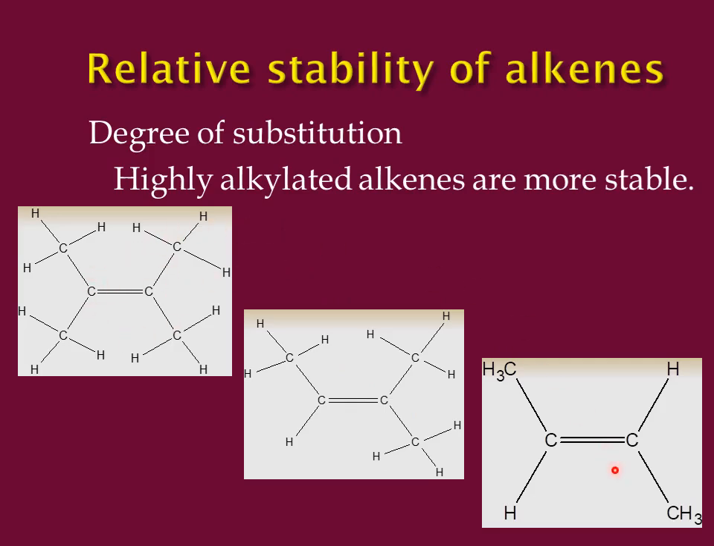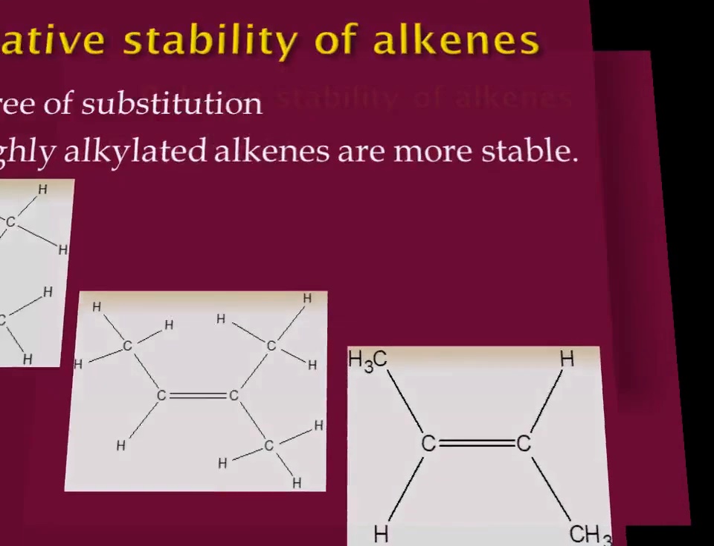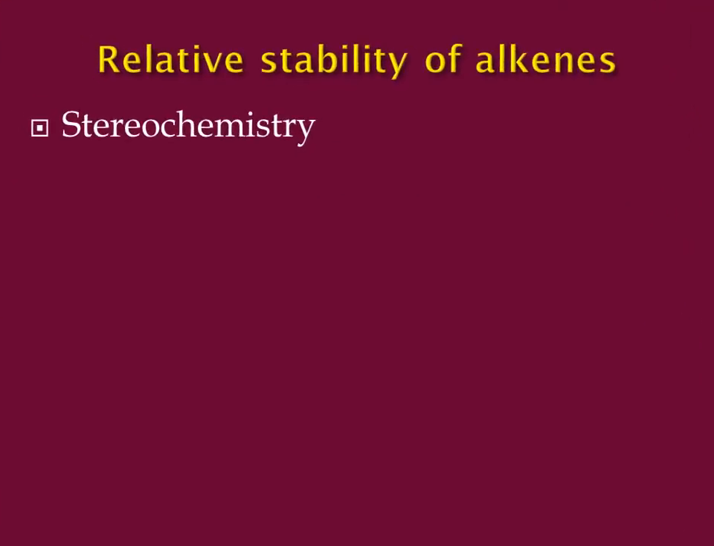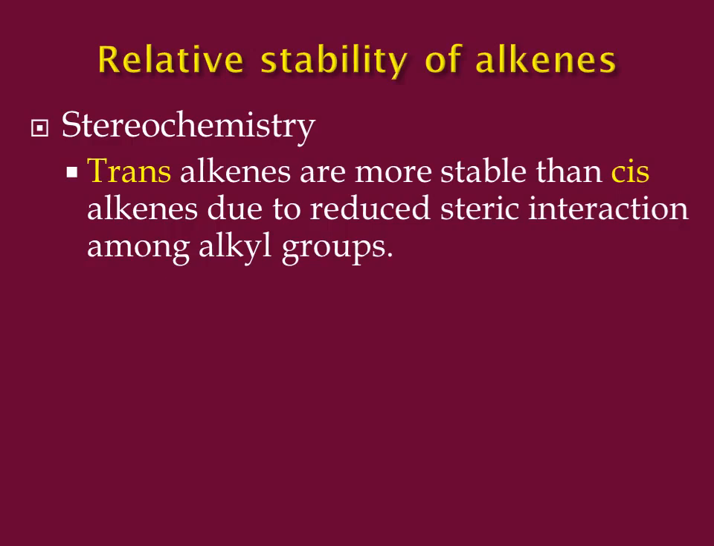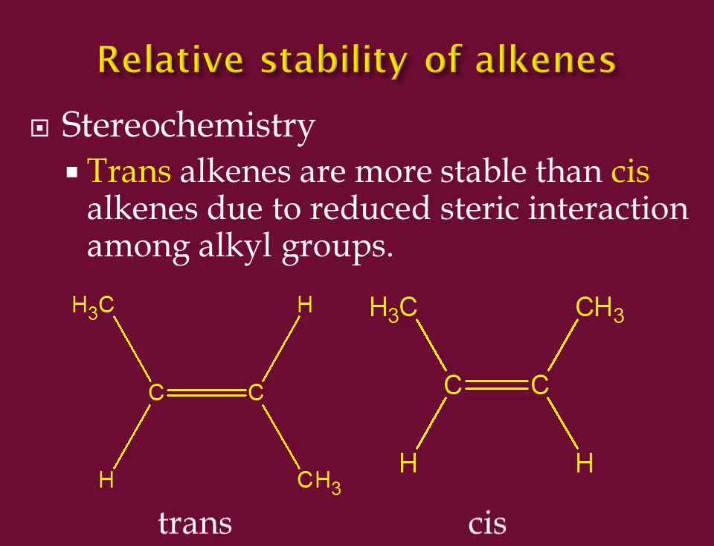The second factor that affects the stability of alkenes is stereochemistry. Now students, trans alkenes are more stable as compared to cis alkenes. This is due to the reduced interaction among the alkyl groups. Now look at these two stereoisomers. The first one is trans. Now you can see that identical groups are present on the opposite sides of the double bond.